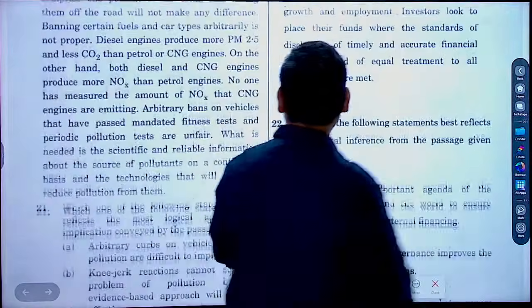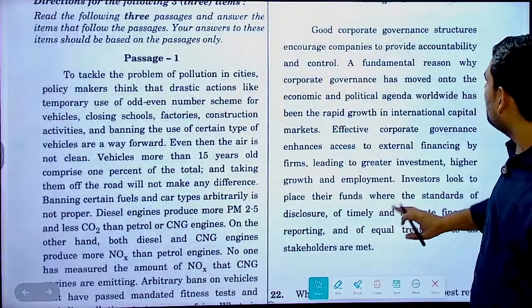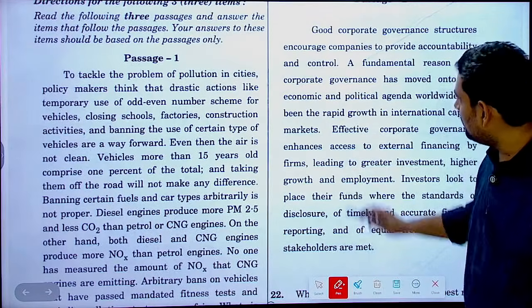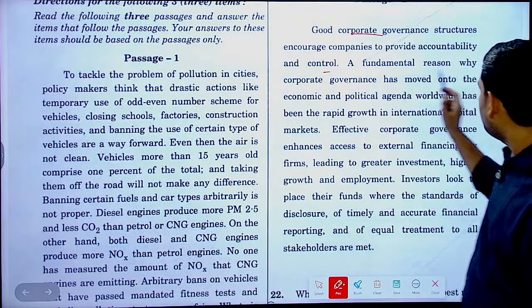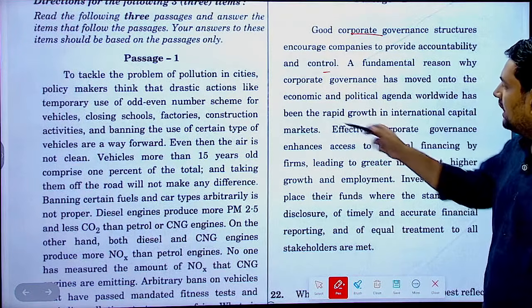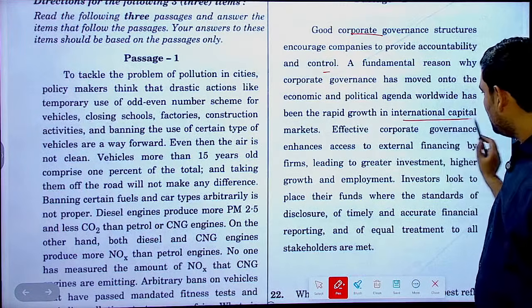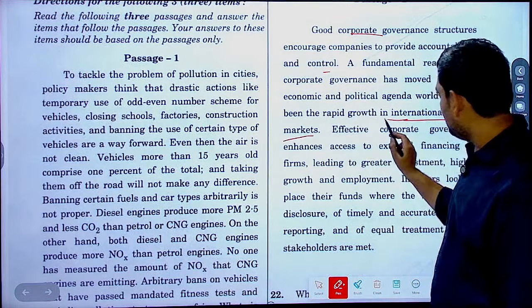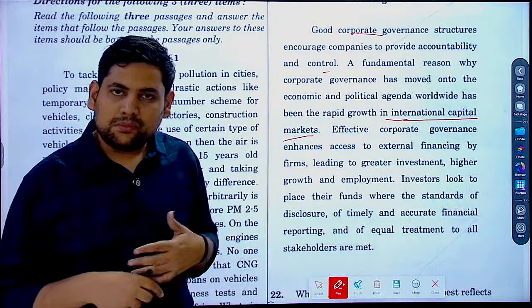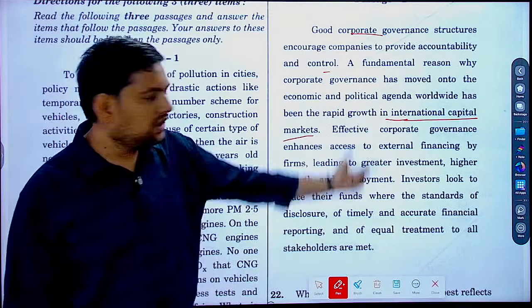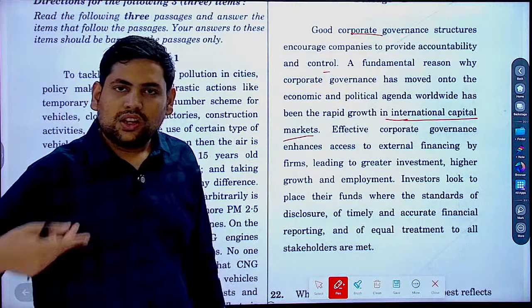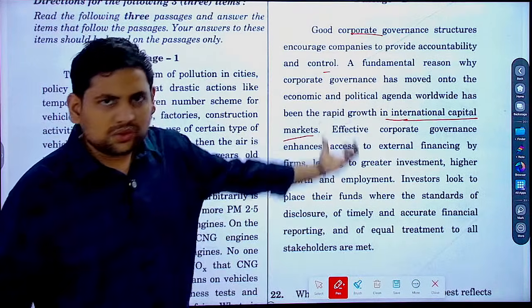Now let's see. It says good corporate governance structures encourage companies to provide accountability and control. Fine. A fundamental reason why corporate governance has moved onto the economic and political agenda worldwide has been the rapid growth in international capital markets. So it does mention that one of the reasons we are having better corporate governance is because of international capital markets, because people in other countries will only invest in your company if you have good corporate governance.